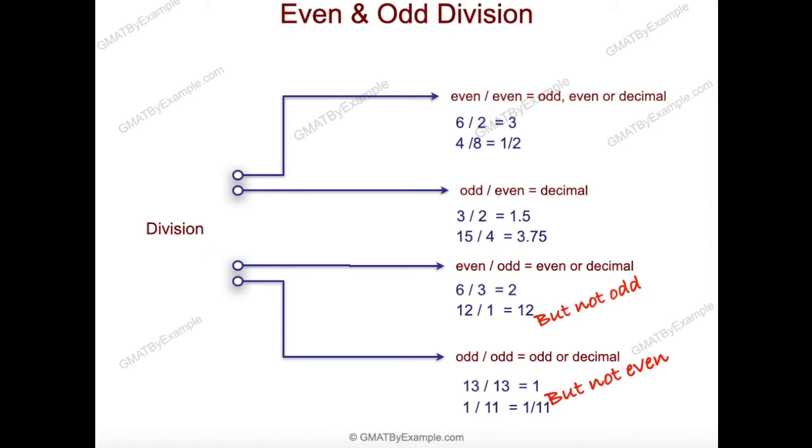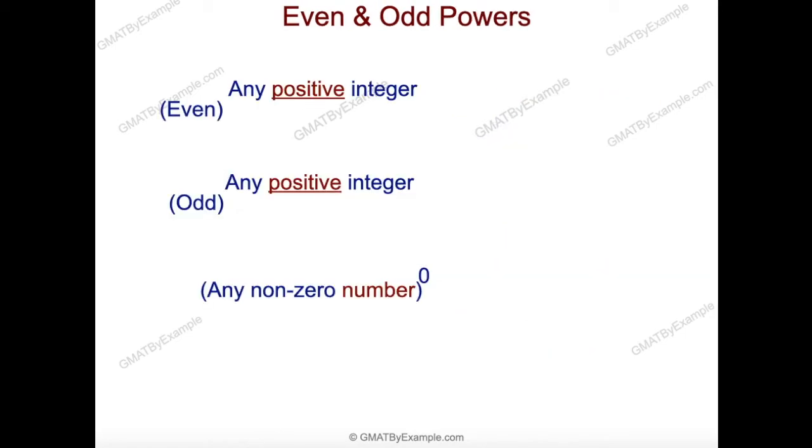Okay, so we have one other operation left: powers or exponents. And this is an important one, so pay attention. So the way the powers work is this. Even to the power of any positive integer gives you an even number. Odd to the power of any positive integer gives you an odd number.